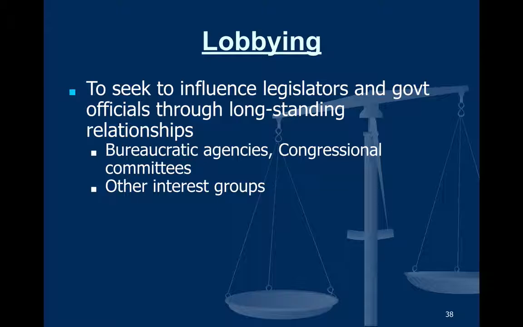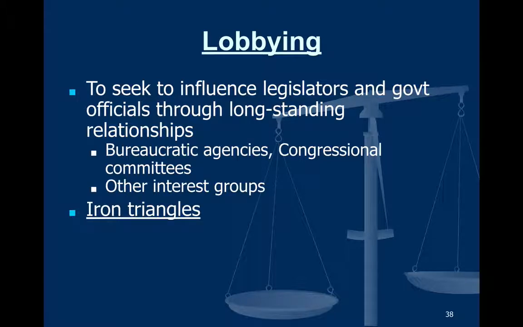They can also group together with other similar interest groups. So there could be an interest group representing the healthcare industry. There can also be interest groups representing every single healthcare insurance company, and all of them can group together to support the same legislation, and then they can combine resources in order to try to get laws passed or changed.